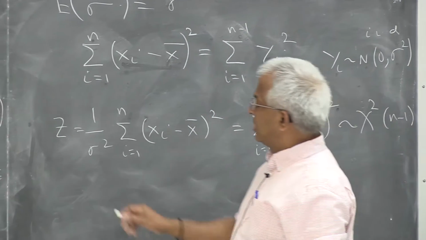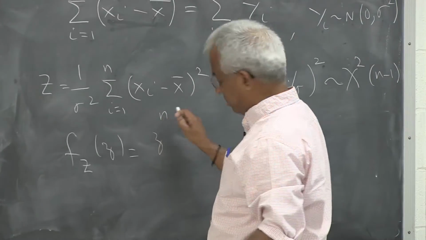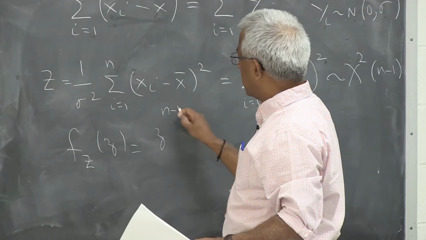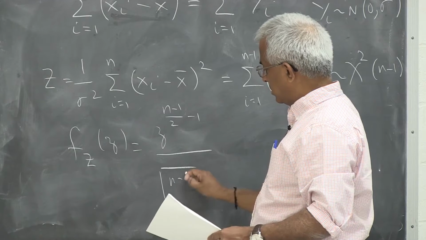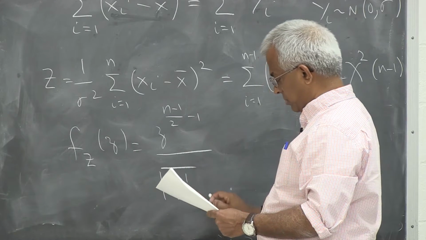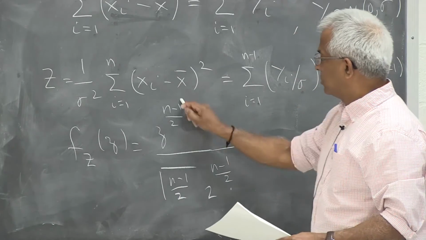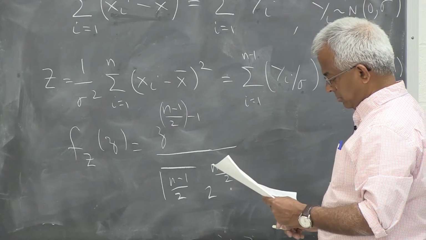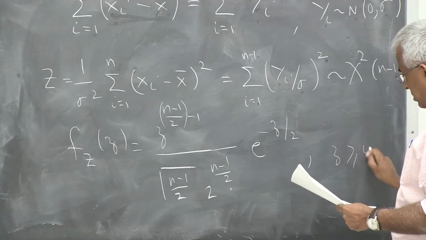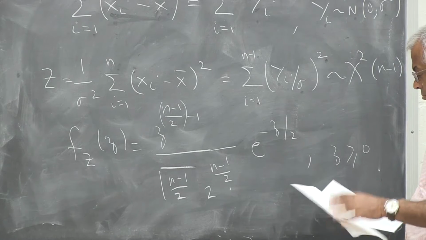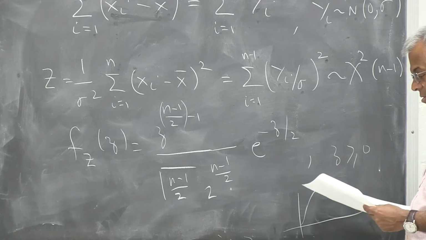So consequently, the density function of z is going to be z to the power of the number of degrees divided by 2, minus 1, over the standard expression 2 to the power n minus 1 over 2 times gamma, e raised to minus z by 2, for z non-negative. So of course this looks like this in general.